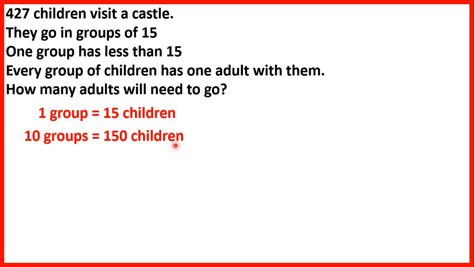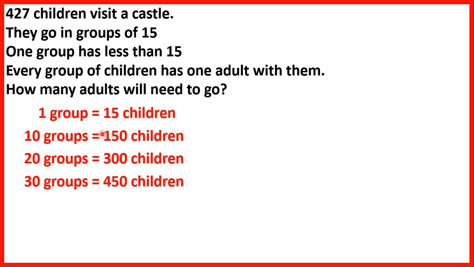150 children. If we double that, 20 groups will be 300 children, and then 30 groups, if we add 150 plus 300, that's 450 children. So we're doing 10 plus 20 to get 30, and 150 plus 300 to get 450. But that's too many, because there's only 427 children.